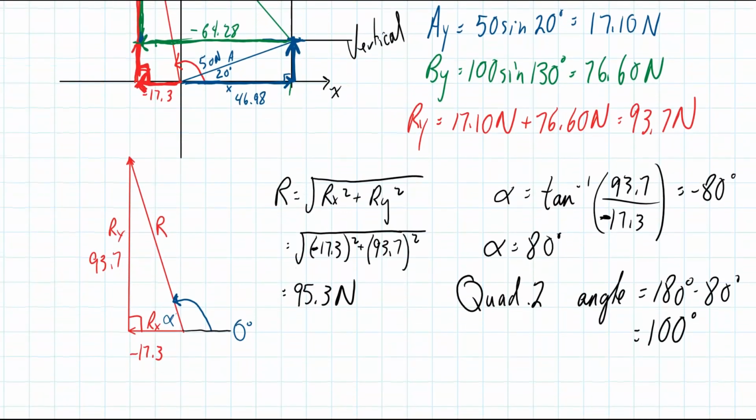So our resultant vector, which is the sum of the two, is 95.3 newtons at an angle of 100 degrees. And that's it. That's how we find the sum.